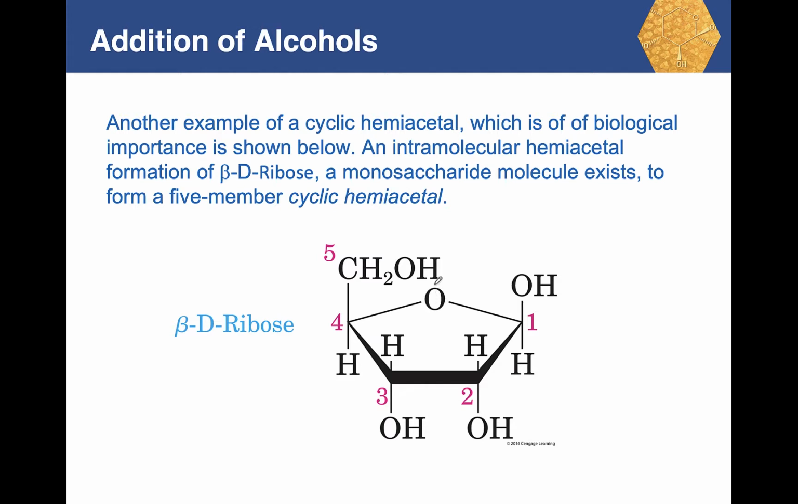Here's another example. This is again a monosaccharide, a sugar. It's ribose, so we have here the ribose molecule. The cyclic or intramolecular hemiacetal formation gives this. In this case, notice this is a five-membered ring. You can imagine how this occurs: because there are so many alcohols on the chain of the glucose, we can form different ring sizes. But the five-membered and six-membered ring sizes are most commonly found in nature.